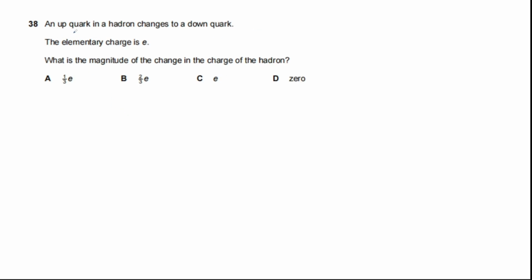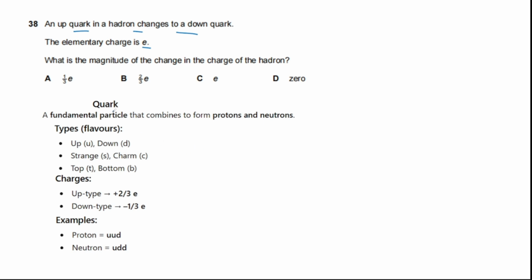Question number 38. An up quark in a hadron changes to a down quark. The elementary charge is e. What is the magnitude of the change in the charge of the hadron? So a quark is a fundamental particle that combines to form protons and neutrons. The types of quarks, or flavors, are up, down, strange, charm, top, bottom. For the up type it will be 2 by 3 e. For the down type it will be negative 1 by 3 e.